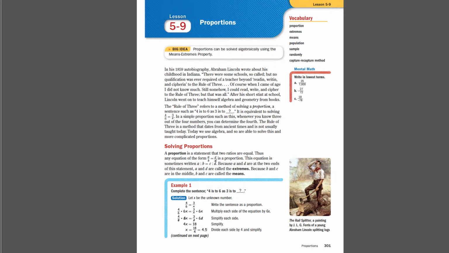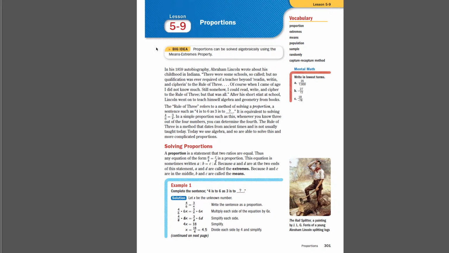We call these the extremes and the means. The extremes are A and D because they are at opposite sides of this expression. And the means, B and C, are the ones that are in the middle. This is where we get the term means extremes. So let's take a look at how we would solve a problem like this.